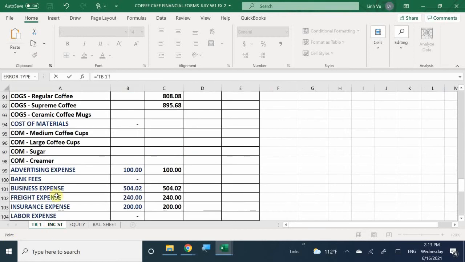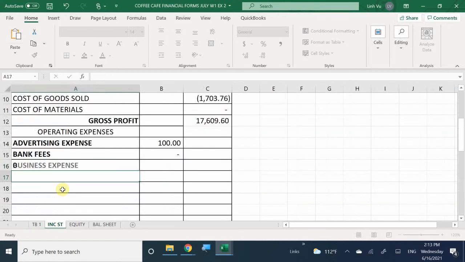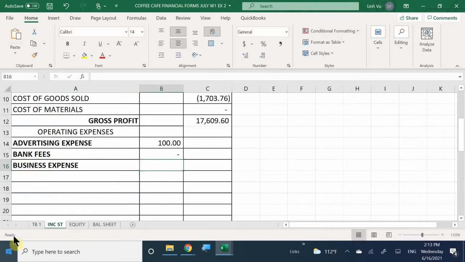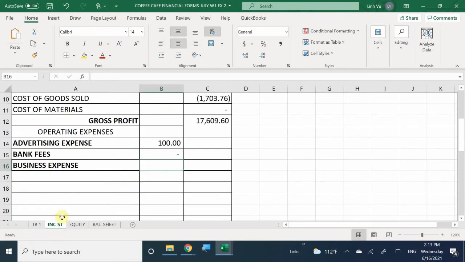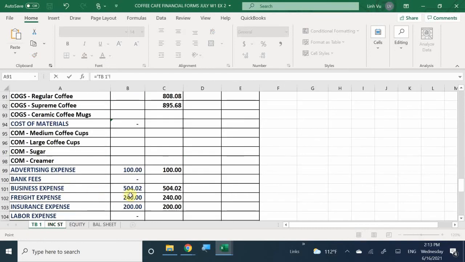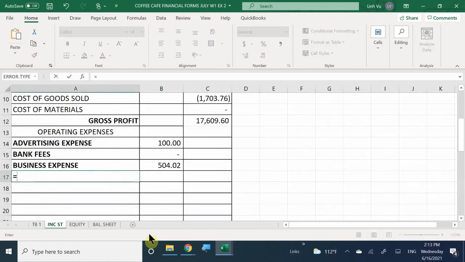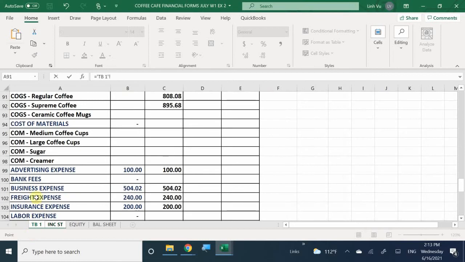What's after that? Business expenses. Good. For what amount? 50402. Good. Freight expense. Hold on, my thing did not go through. Here we do have a freight expense because we haven't reached the end of our given period. So what is my freight expense? 240.